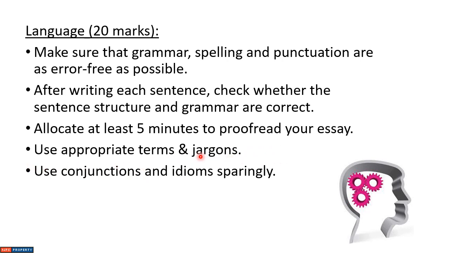Jargon refers to a specific term. Examples like COVID-19, netizen, internet. For example, anime, those are considered jargon, very special terms. Use conjunctions and idioms sparingly. Sparingly means you don't use them in every sentence. You use them only when it is appropriate.